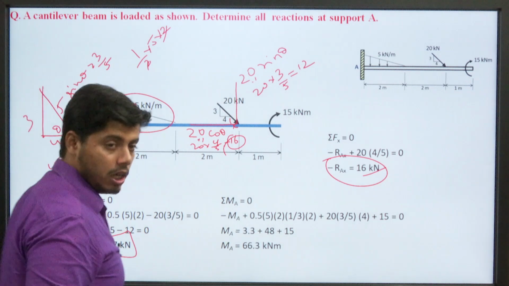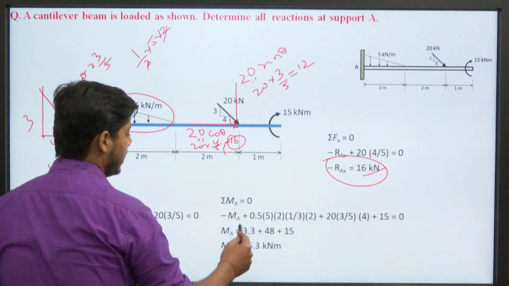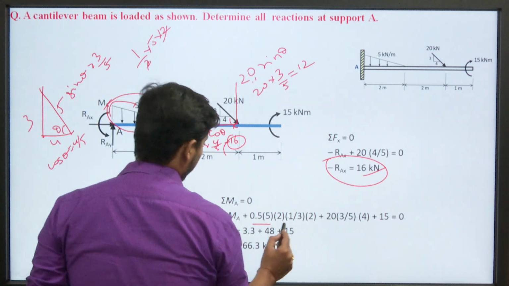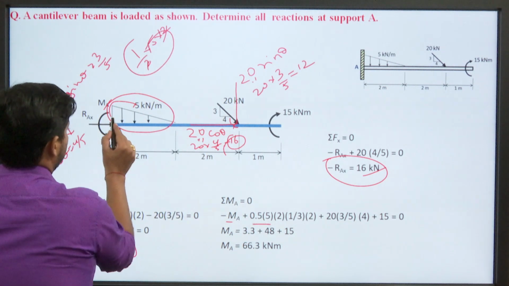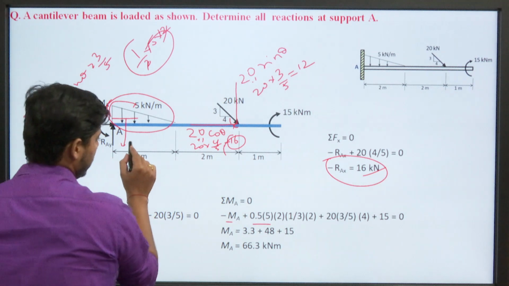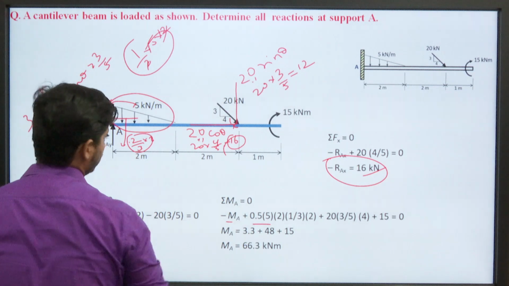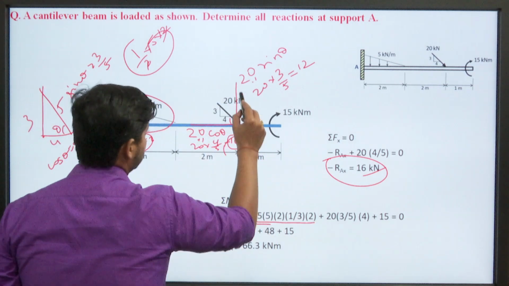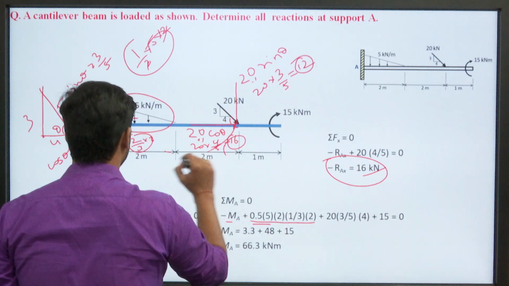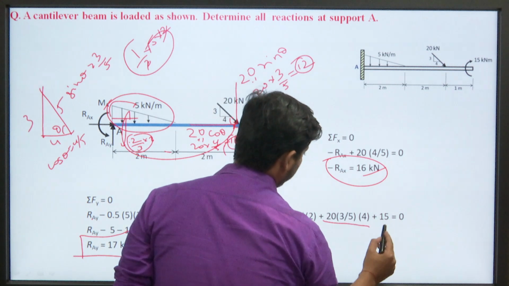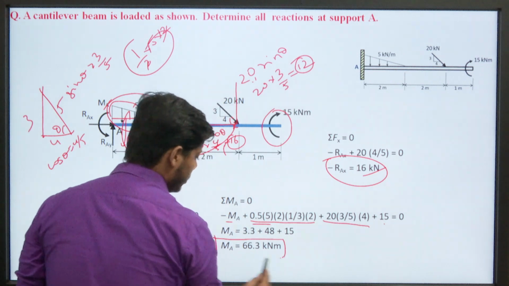So RAY minus 5 minus 12 equal to 0, it means RAY equals 17 kilonewton. Now we have to take moment at A equal to 0. This one is minus MA plus the load of this UVL, acting at a distance of 2 by 3 into 2 meter, plus 20 plus 12 into this distance, 12 into 4, plus 15, since the applied moment is already there. So the net moment is coming out as 63.63 kilonewton.